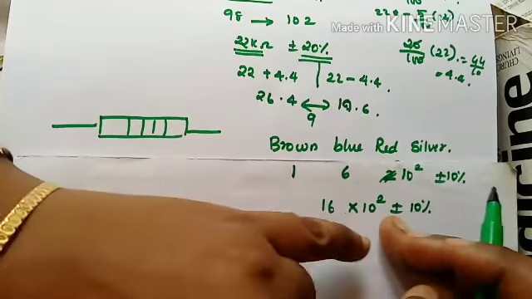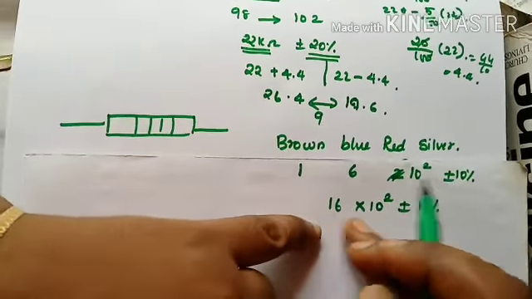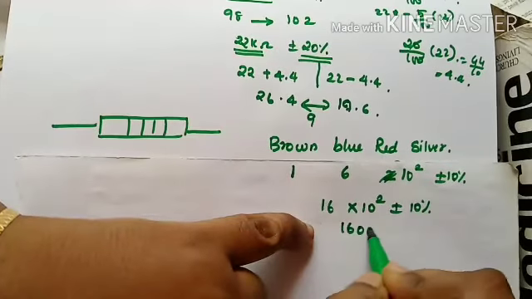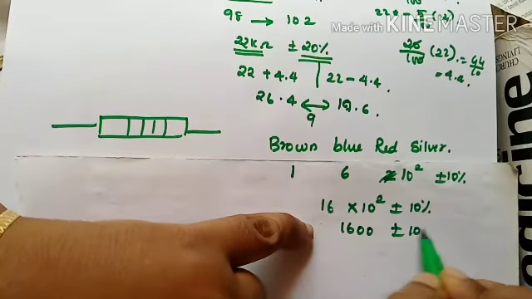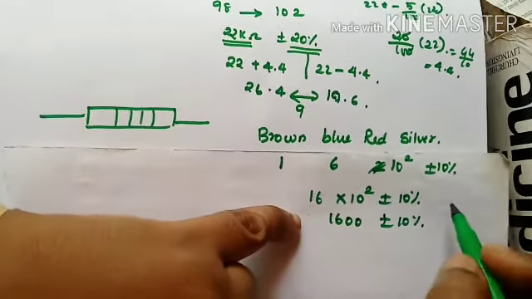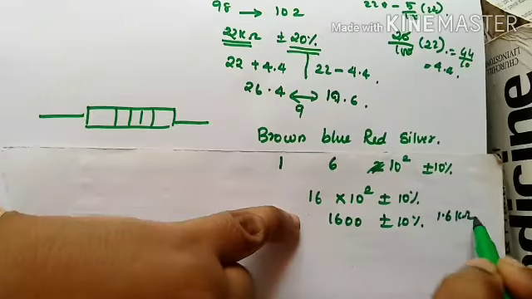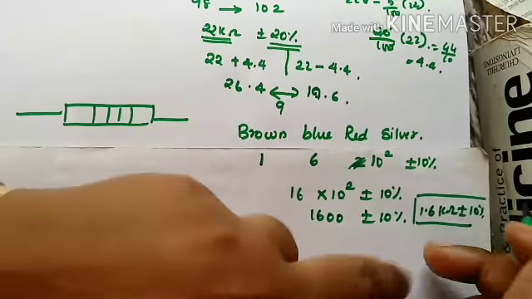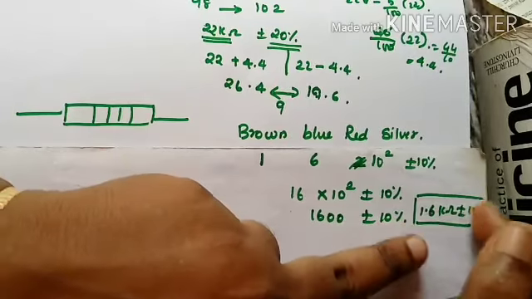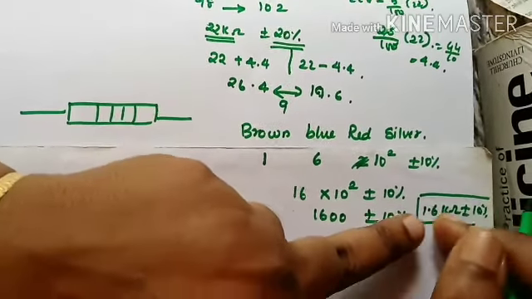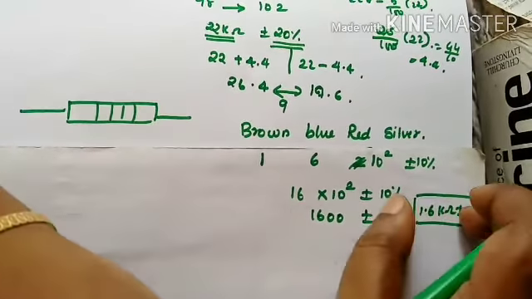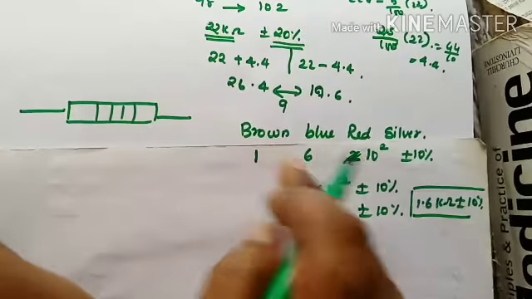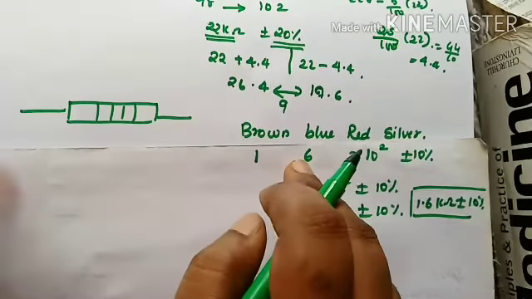Here 16 into 10 squared is 1600, plus or minus 10%, or 1.6 kilo ohm plus or minus 10 percent. So the range can be either 1.6 plus 10 percent or 1.6 minus 10 percent; that will be the resistance of the given resistor.